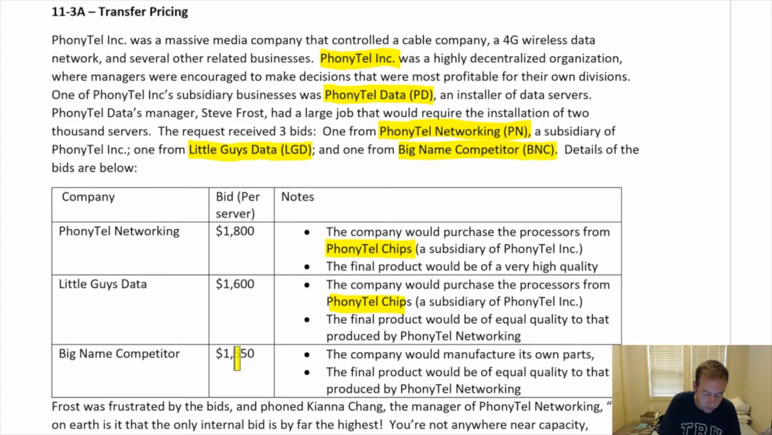Big Name Competitor, $1,550, an even cheaper bid, a better bid. The company would manufacture its own parts. So they're not buying anything from Phonytail Chips. They're making their own chips. The final product would be of equal quality to that produced by Phonytail Networking. So it doesn't matter who makes it. They're all of equally good quality. So you can see here, all else held equal, you would take the $1,550 bid, if you didn't know anything else. You would immediately say, well, I'll take the cheapest bid because they're all of equally good quality. Might as well save some money.